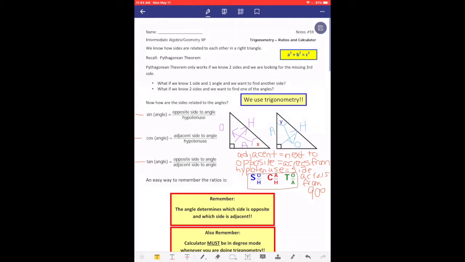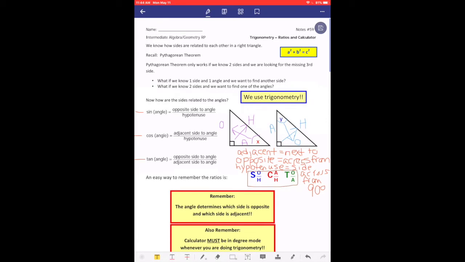Remember, the angle determines which side is opposite and which side is adjacent. So the opposite side and the adjacent side switch based on the angle. The hypotenuse always stays the same, just like in these two diagrams. The H is in the same spot because the hypotenuse is always across from the right angle.